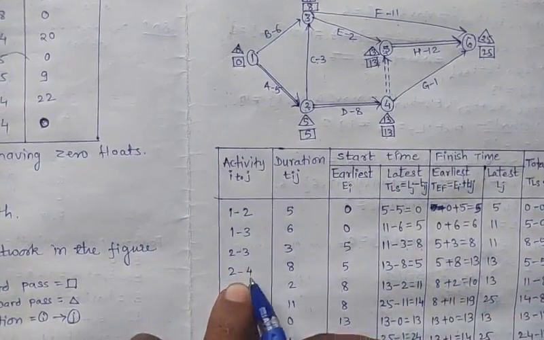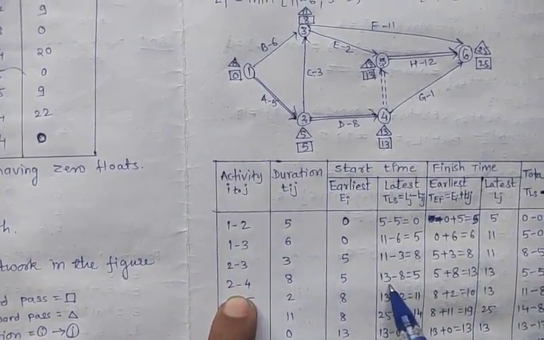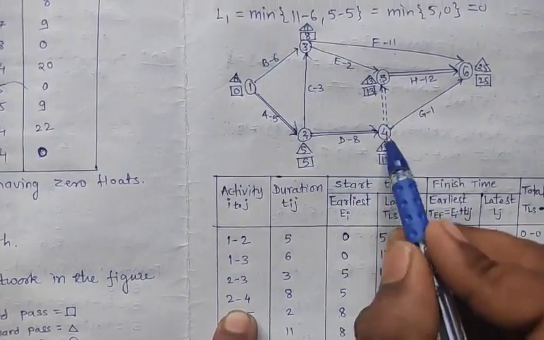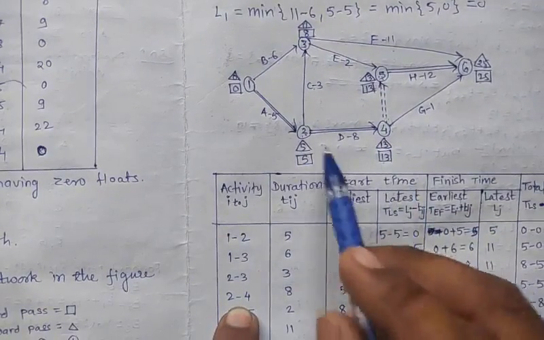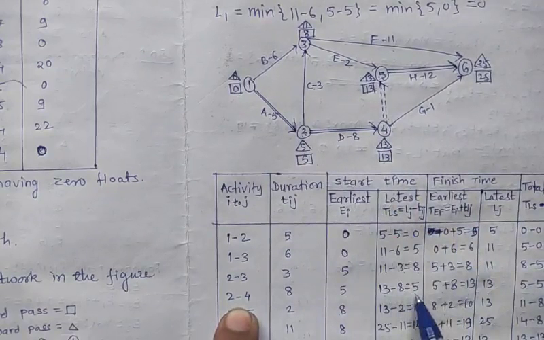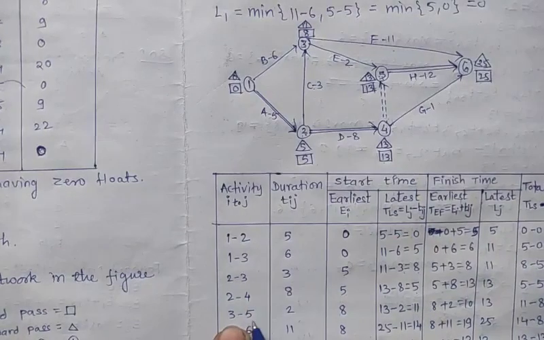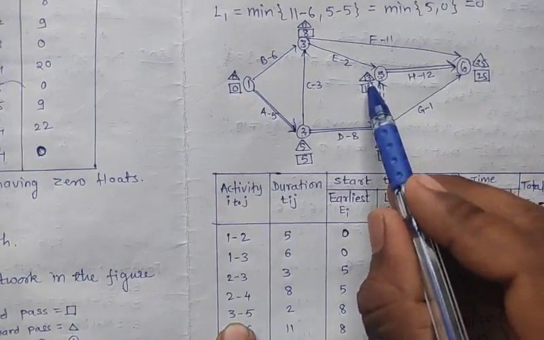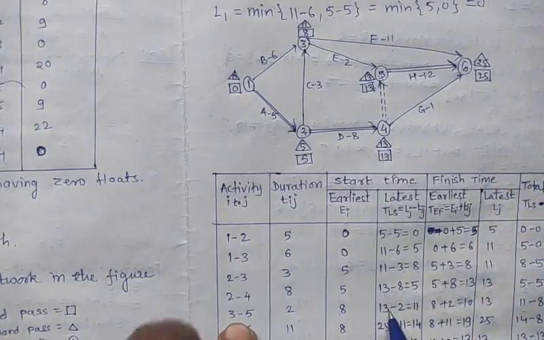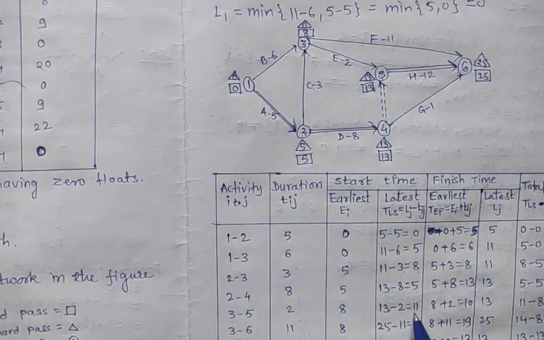Next 2 4. So here Lj, the jth event, is 4. So the value of L4 is 13, right? 13 minus 2 4. 2 4 is 8. 13 minus 8 is 5. Next 3 5. So the jth event is 5. So the value of L5 is 13. So 13 minus 3 5, 13 minus 2 is 11.